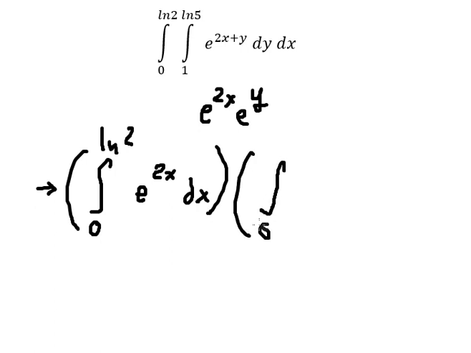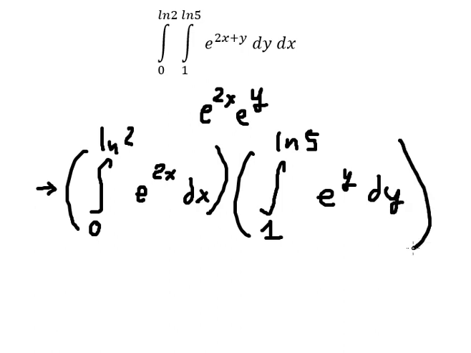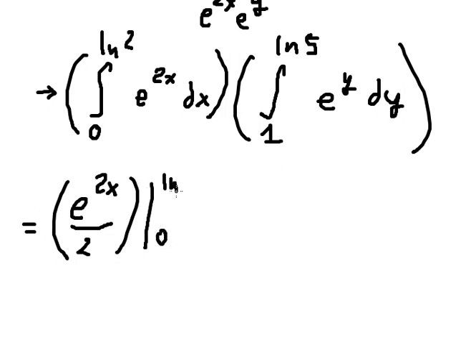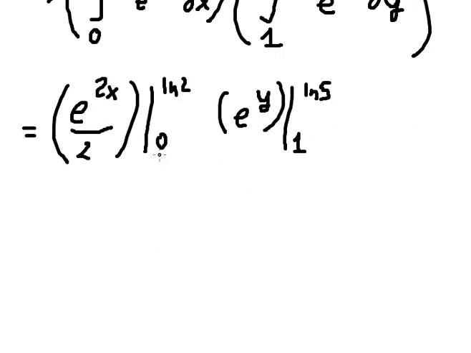And the last one is about e to the power of y. So the integration of this one, we have e to the power of 2x over 2, and we put the bounds from 0 to ln 2. And the second one is about e to the power of y from 1 to ln 5. So we put the upper bound here and the 0 here.